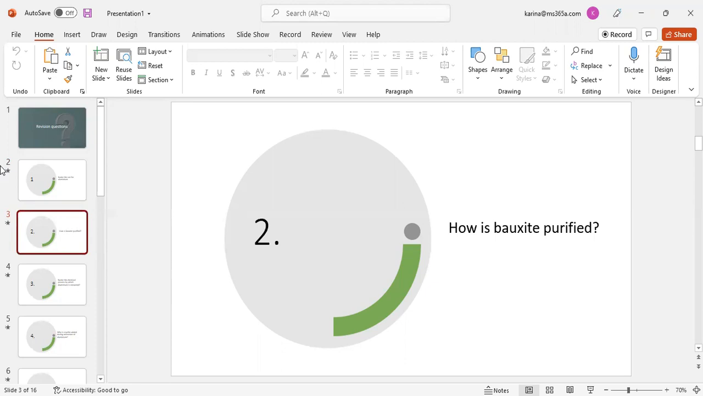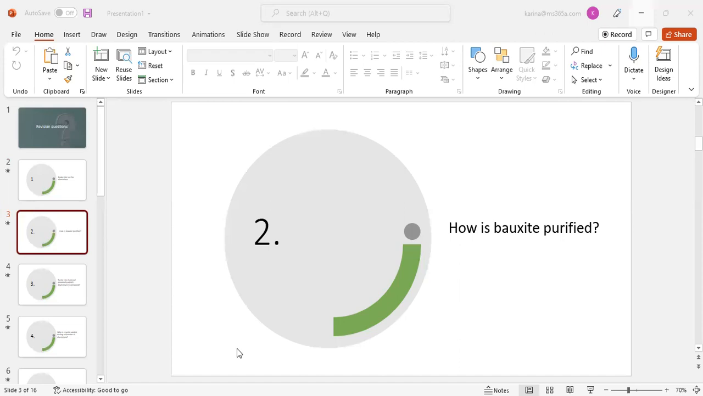How is bauxite purified? Okay, there's an answer. Let me see. Oh, that answer is from Ashlyn. Okay, Natalie, what's the answer? How is bauxite purified? Bauxite has some impurities in it, so it is treated with some reagent to purify it. Okay, that answer is from Natalie.